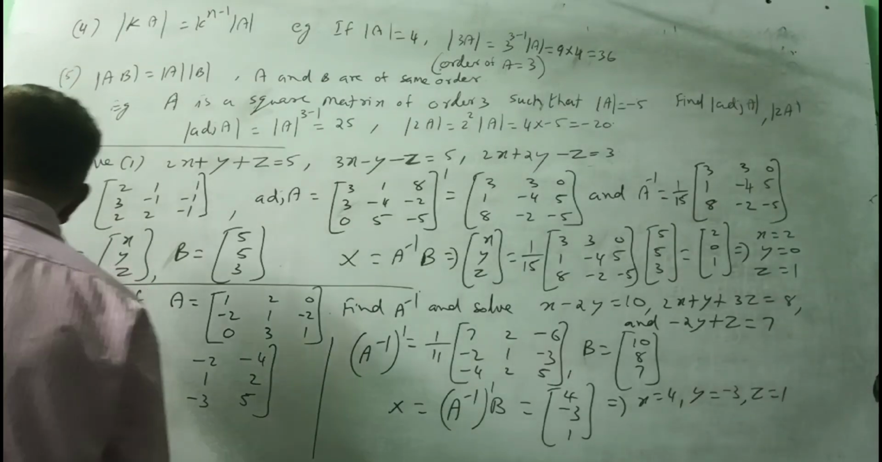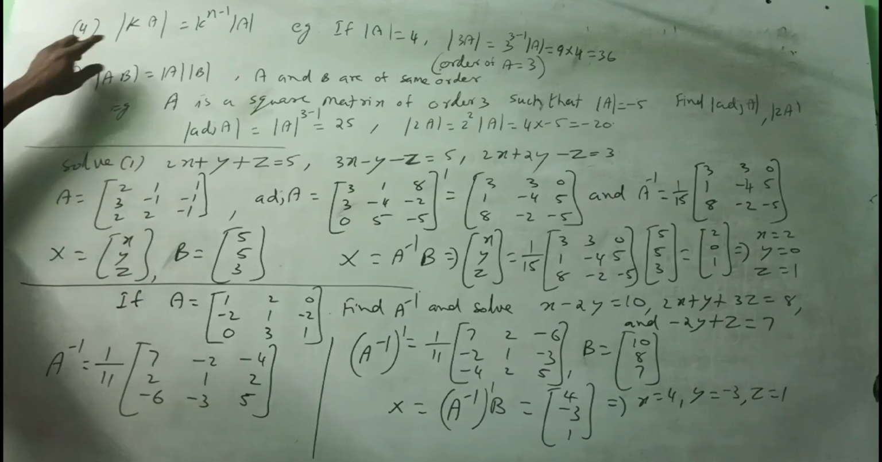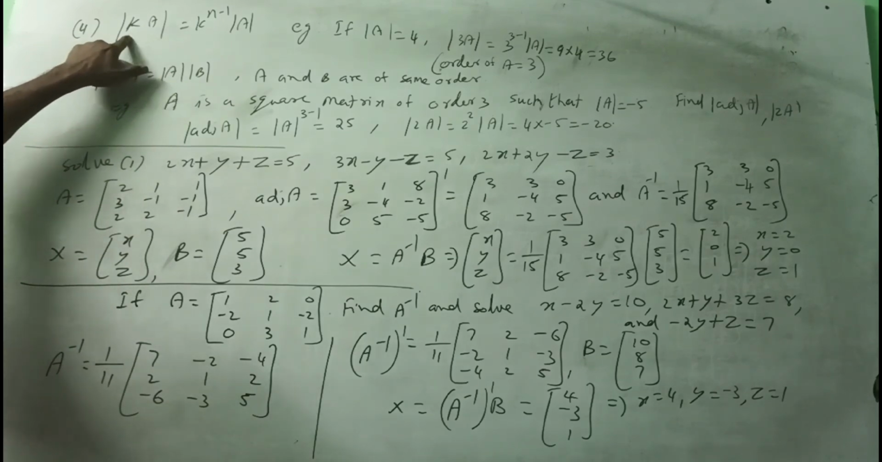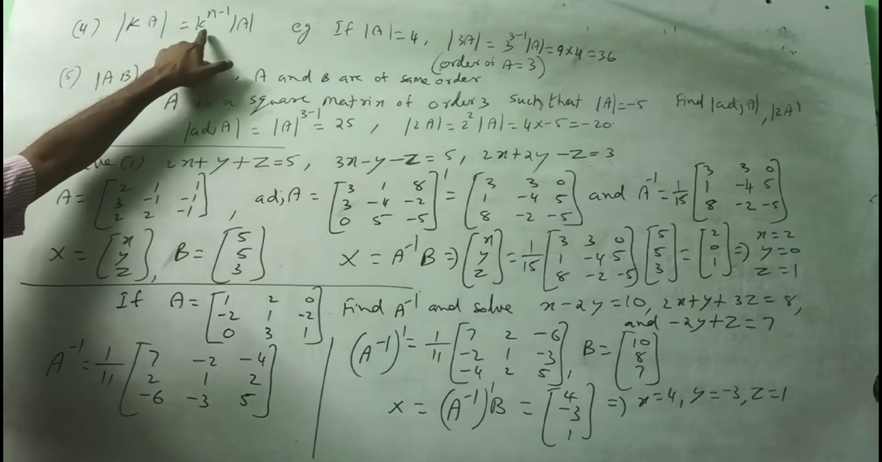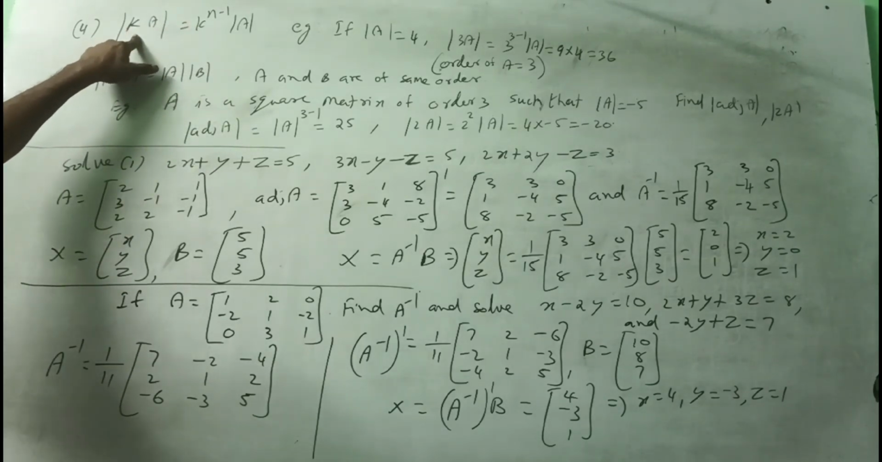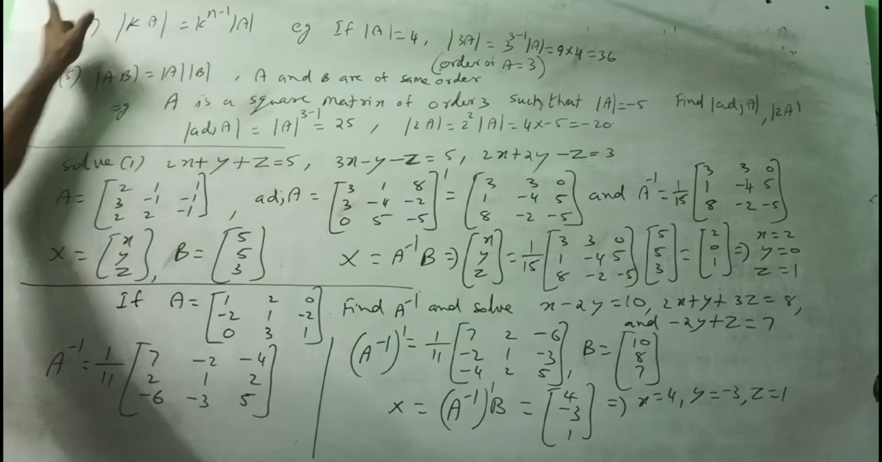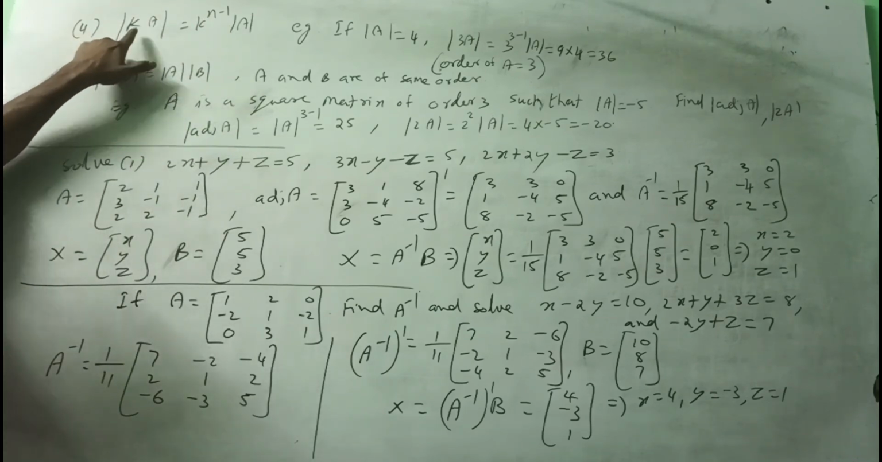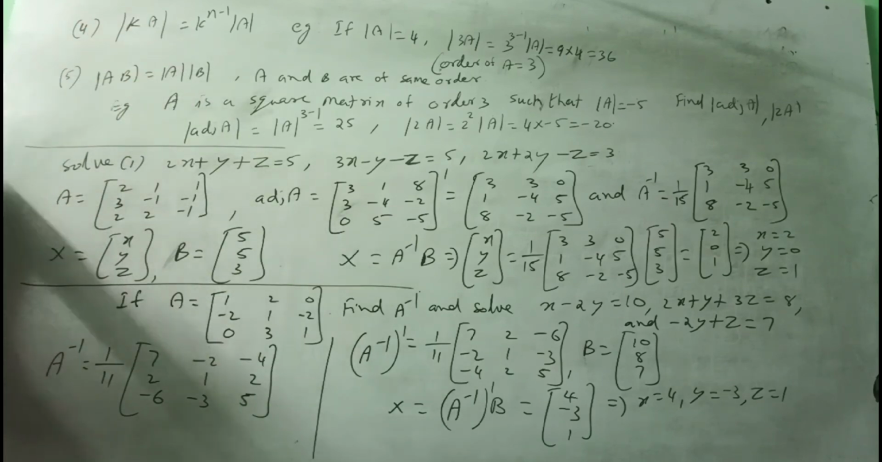Okay, so let us see some other properties also. The results are very important for 1 mark questions. The next property is the determinant of KA, where K is a non-zero real number. This K, how many times will come outside? Whatever the order of A, that many times K will come outside. Suppose A is of order 5, then K raised to 5 will come outside.